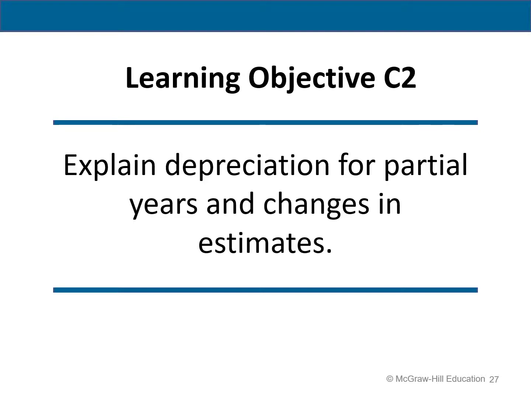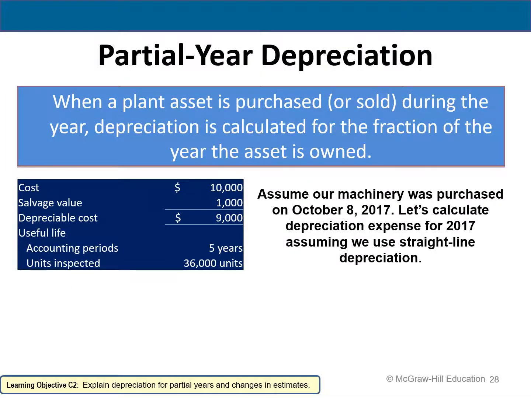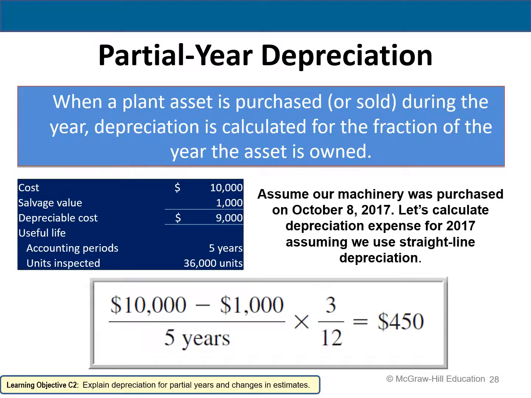All right, depreciation for partial years and changes in estimates. When a plant is purchased or sold during the year, depreciation is calculated for the fraction of the year that the asset's owned. So let's say that we purchased a piece of machinery in October, and we're going to compute the depreciation expense for 17. We can't use the whole year's worth of depreciation because we only had it for roughly 3 months. They're rounding to the nearest month.